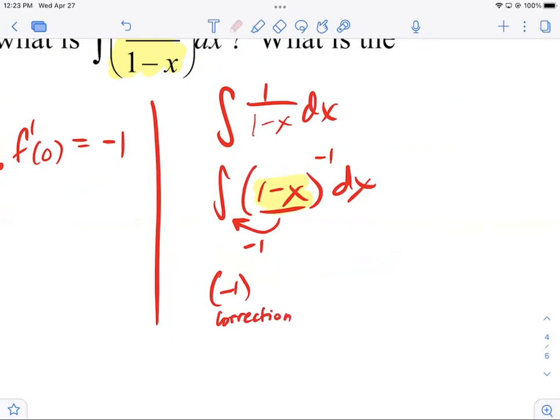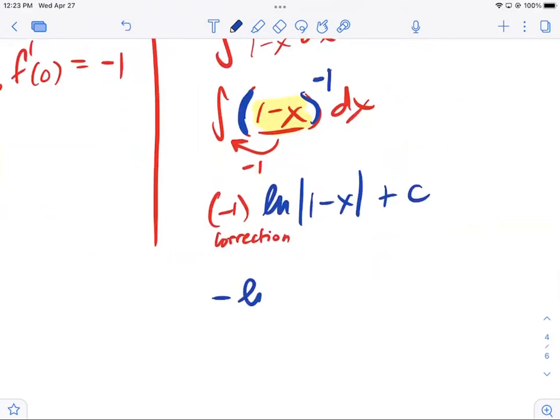And now the rule of integration, right? When your inside function is in the numerator to the negative first, and you try the power rule, it'll fail, right? So who comes to the rescue? Natural log of the absolute value of 1 minus x, and then plus c. So the antiderivative is negative natural log of 1 minus x plus c.